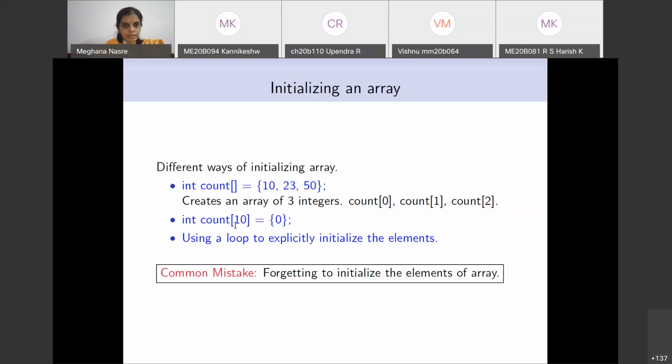Okay, thank you. Right. So here, note that we are explicitly giving an initialization, but we are giving fewer number of initialization elements than 10. That is why this is initialized to 0. That is again a bad thing to rely on. It happens in C, I'm just telling you, but it is not something that you should rely on. The best way is to use a loop explicitly to initialize the elements of an array.